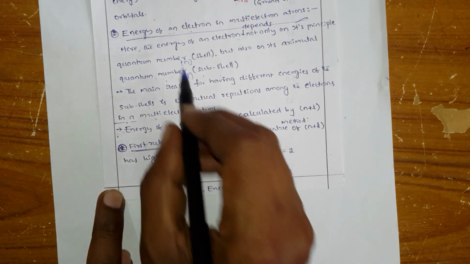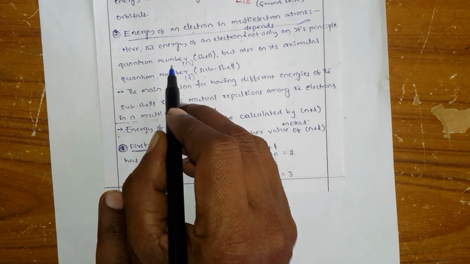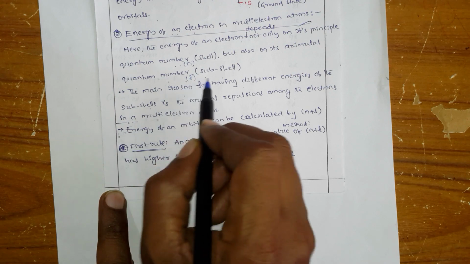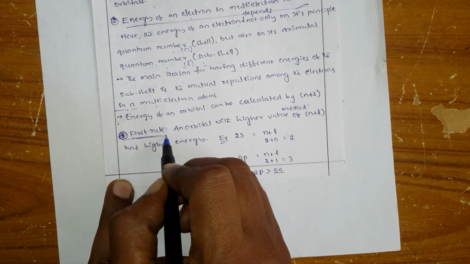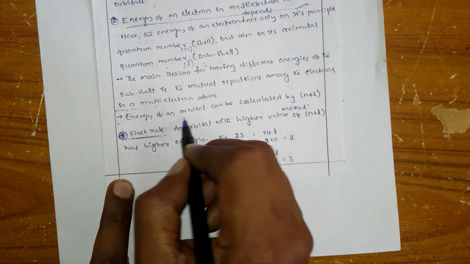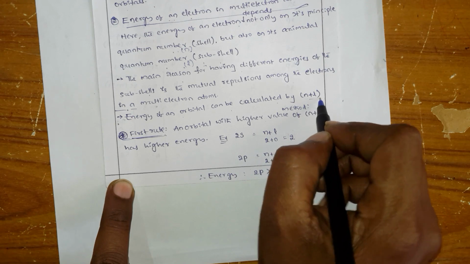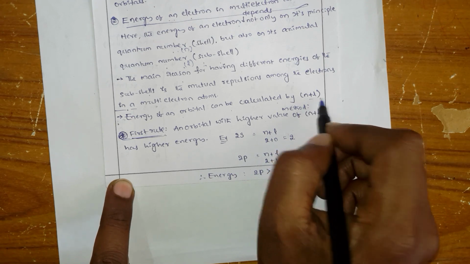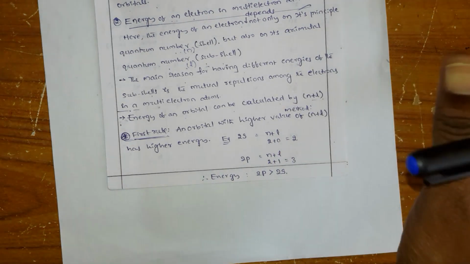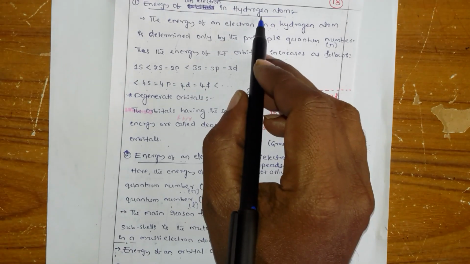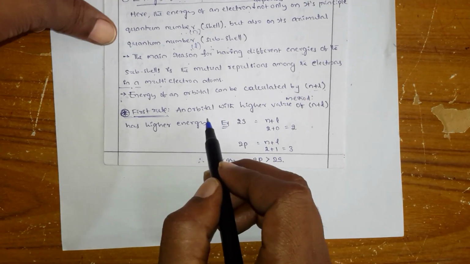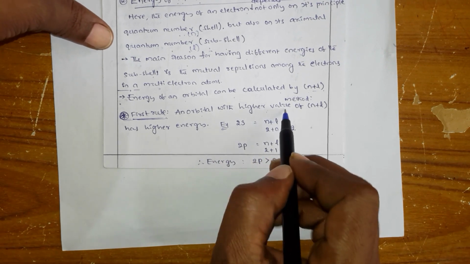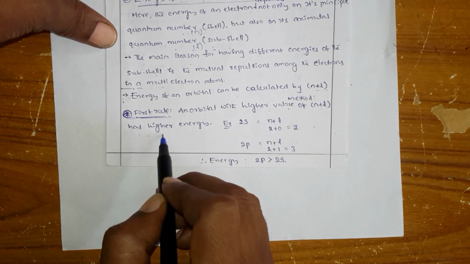So in this case, what I said, you have to consider the L value along with n. And further there are two rules. The first rule is that the energy of an orbital can be calculated by the n plus L method. Not only with n, here they go with the n plus L method. For hydrogen, the simple hydrogen, we use only n, but here we use the n plus L method. So what is the first rule? If any orbital has a higher value of n plus L, then it has higher energy.